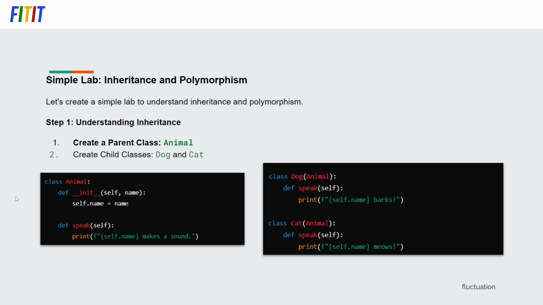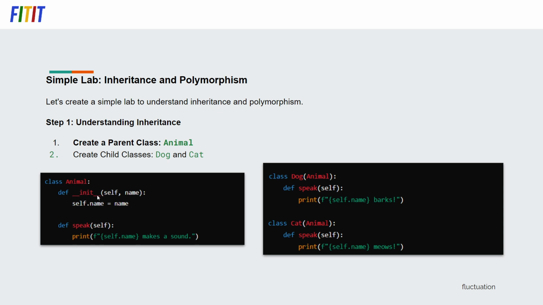This code is creating a basic animal using a class in Python. Think of a class as a template or blueprint that helps you create objects, in this case animals. Animal class. The Animal class allows you to create animals with a specific name.